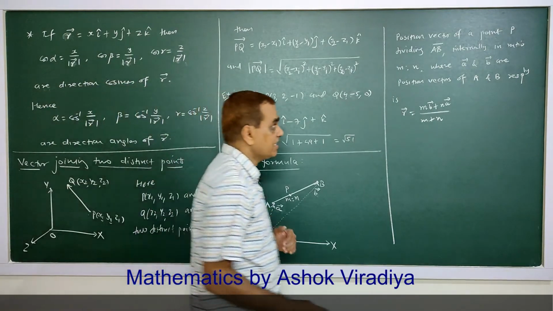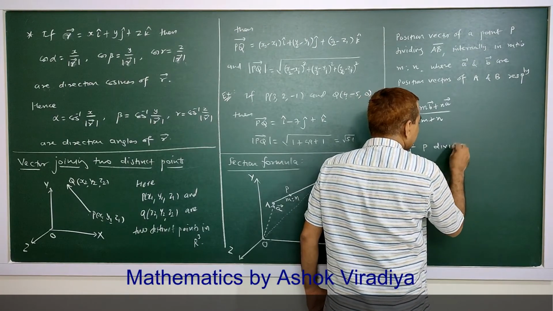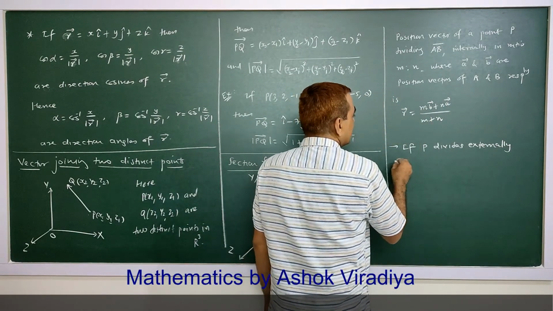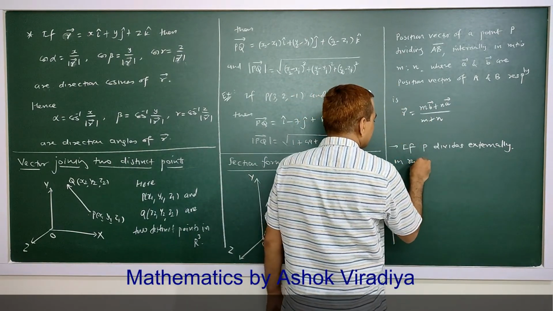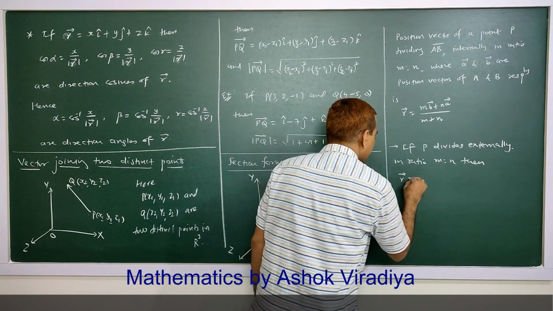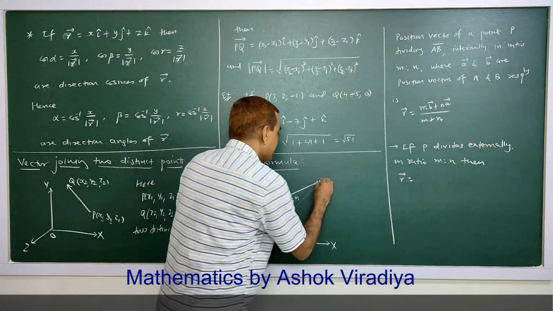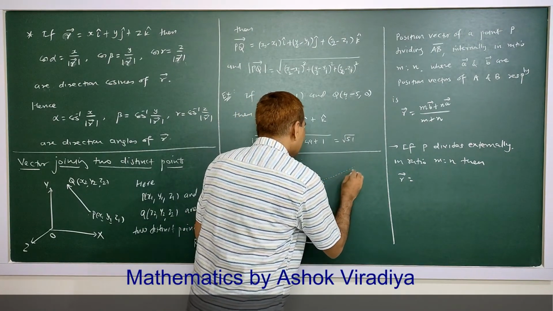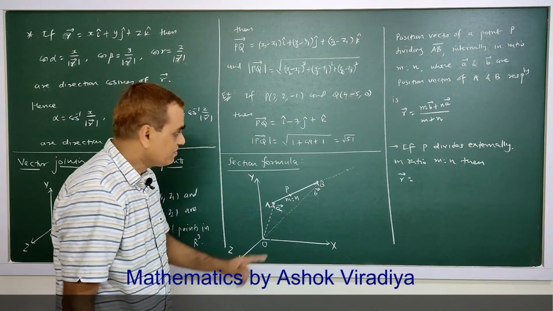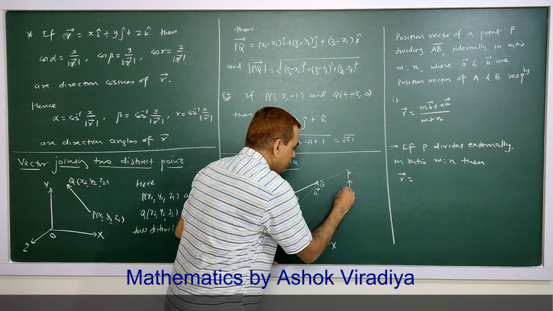If P divides externally, in ratio m is to n, then the position vector of P will be, suppose P divides externally, that means P does not lie on line segment AB, it lies somewhere here. So if the location of P is here, that means external division. If P is here, this is for external division.